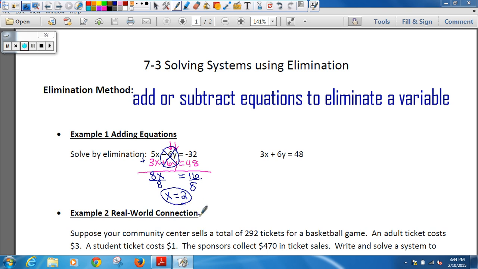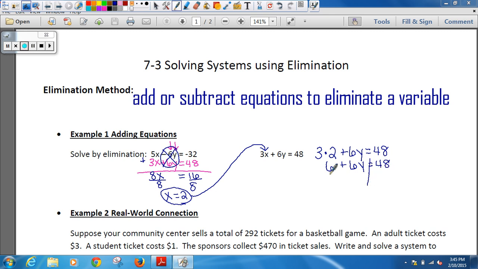Once you have solved for one variable, you need to sub that into one of the original equations and solve for the second one. I'm just going to go ahead and choose to sub it into this equation over here. Again, you could sub it into any of the original equations. So 3 times x, but we know x is now 2, plus 6y equals 48. I now only have one equation, so I can solve that one equation for y. So 3 times 2 is 6, plus 6y equals 48. And I can solve that equation for y.